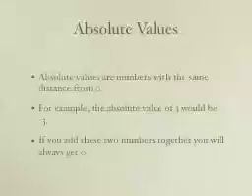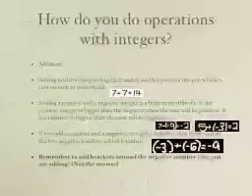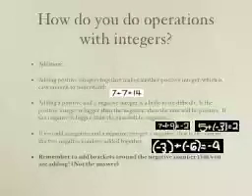How do you do operations with integers? Start with addition. Adding positive integers together makes another positive integer, which is easy enough to understand. So 7 plus 7 equals 14. Simple. 9 plus 9 equals 18, right?